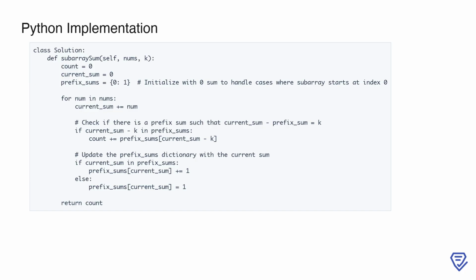The provided Python implementation solves LeetCode problem number 560, Subarray Sum Equals K, using a prefix sum and hash map approach. This achieves an efficient O(n) time complexity, where n is the length of the input array.